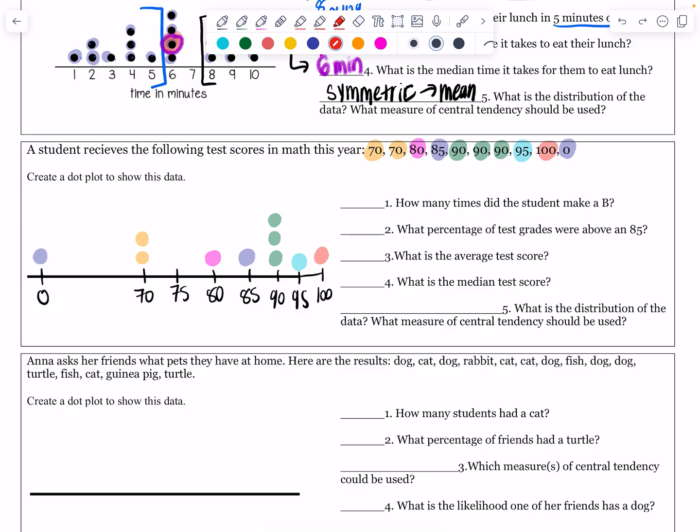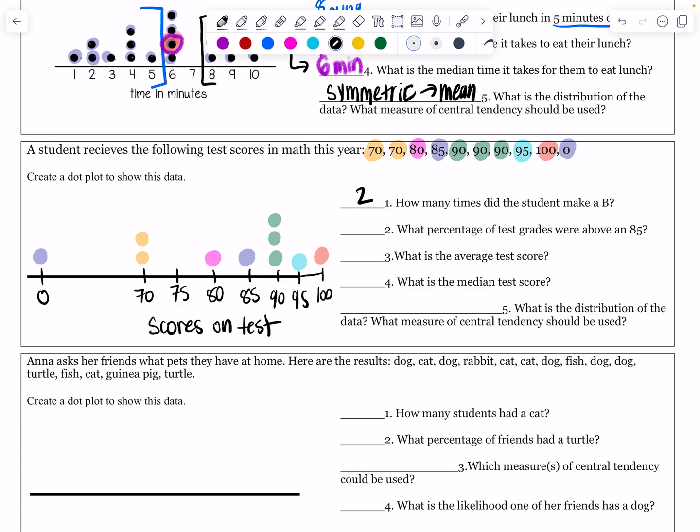Okay, so there's my data. We do want to put a title on it. So what we could say is grades from this one student, scores on test. Okay, how many times did the student make a B? Remember, a B is defined as an 80 to an 89. So there's going to be 2 times that they scored a B.